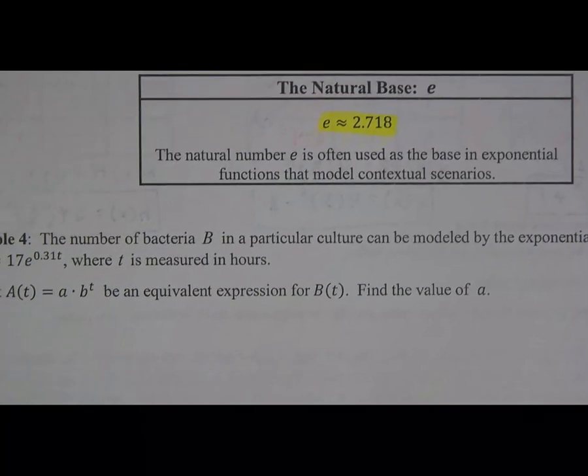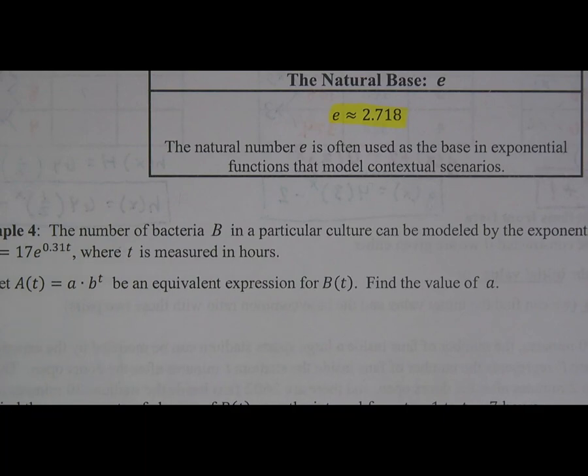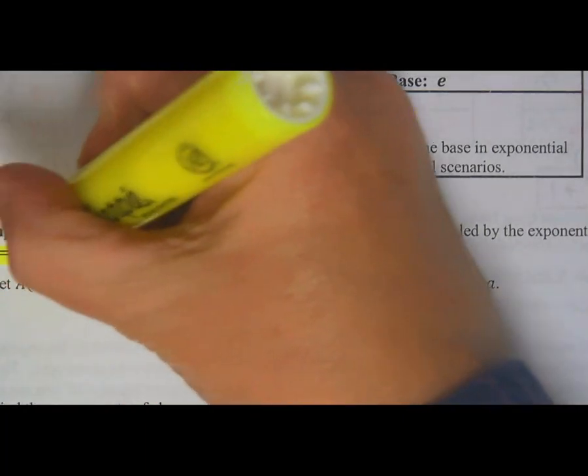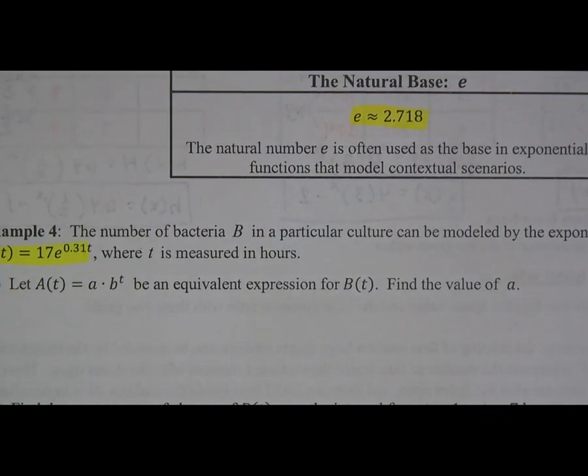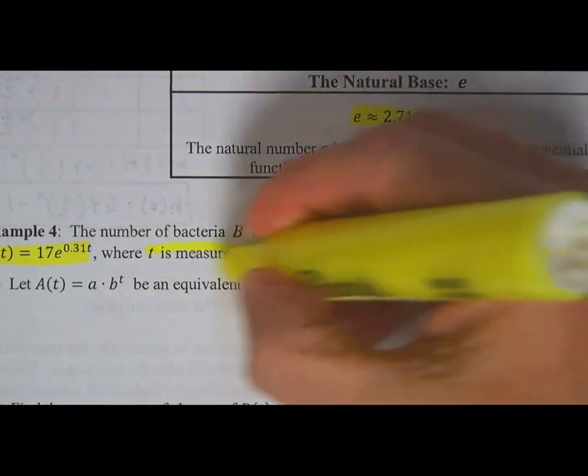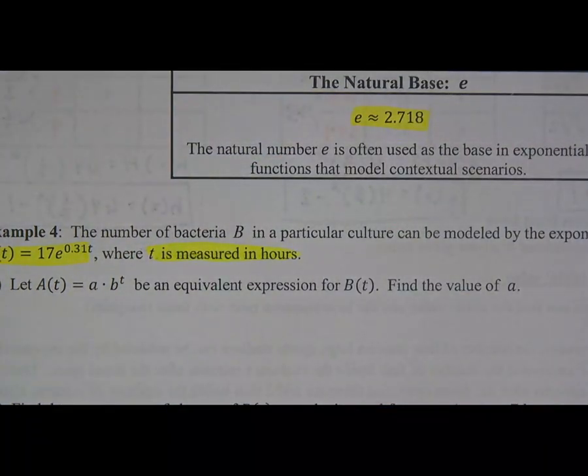Example 4, the number of bacteria in a particular culture can be modeled by this exponential function. E shows up here. E is what we're multiplying each time by. It's like A times B to the x power. It's like your B. T is measured in hours. Always pay attention, like in problems with time. If it tells you in the beginning that T is hours, and then it says something about 30 minutes, what would you plug in for T? Okay, so just be careful on those. I see that thing show up a lot. Just be careful. So T is in hours.